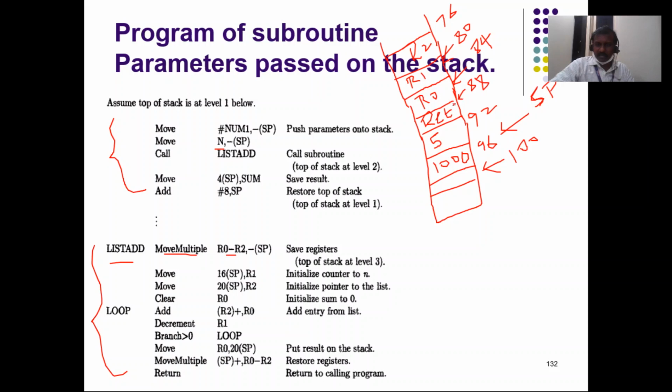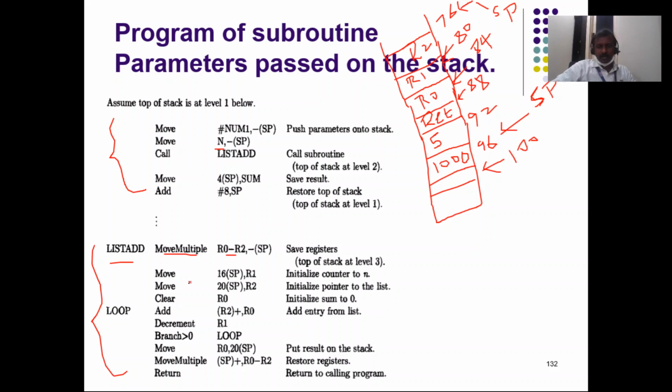When the return address is pushed, this is now the stack pointer. Now the stack pointer is pointing to 76. When the return address is there, it is 88. So R0 is at 88 minus 4, which is 84. Then 84 minus 4 is 80 for R1, and 80 minus 4 is 76 for R2. Then this subroutine is basically to perform the addition.